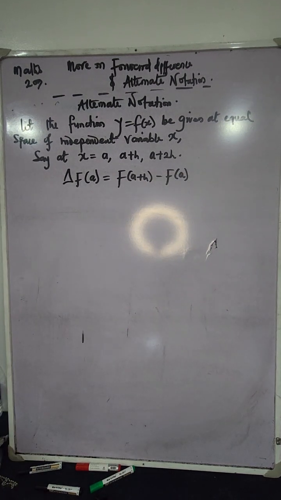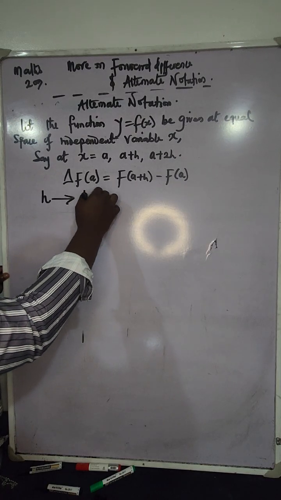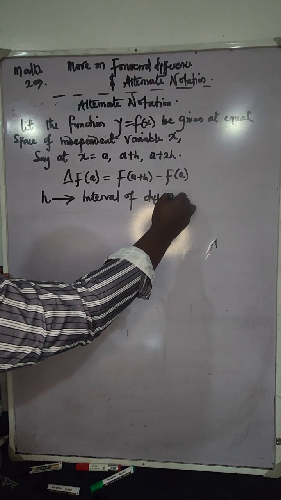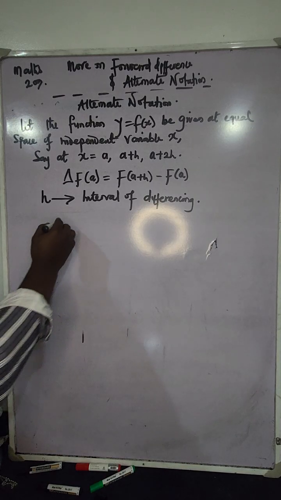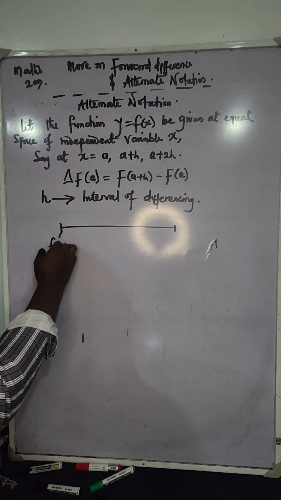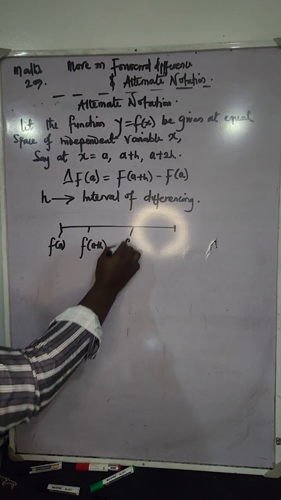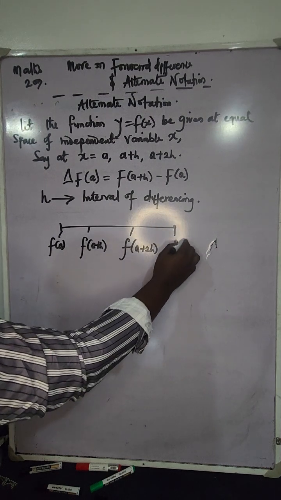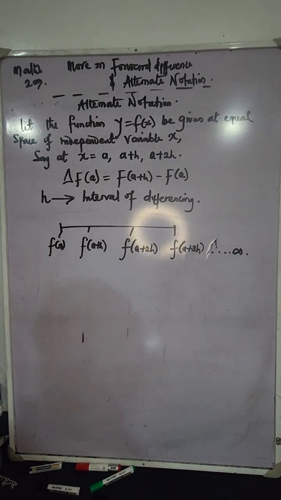So in mass 209, the word h is called the interval of differencing. Let's assume that where we are starting from is f of a. The next will be f of a plus h. The next will be f of a plus 2h. The next will be f of a plus 3h as we approach infinity.